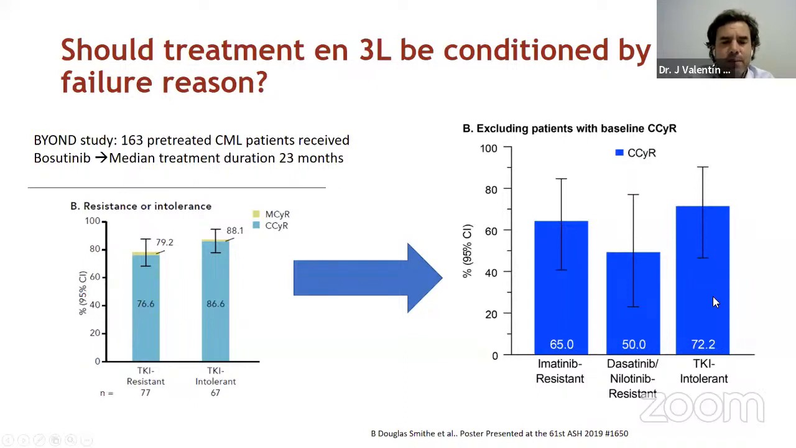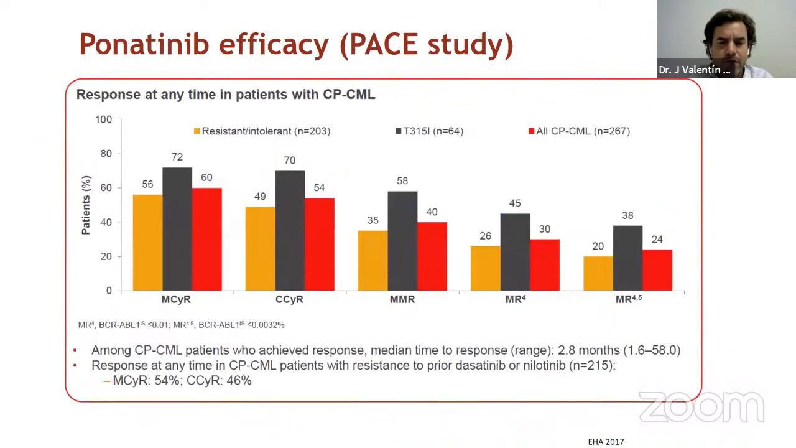On the other hand, if a patient failed due to resistance, the possibility of rescuing a patient that failed a second generation TKI with another second generation TKI is not that high, and therefore that's the reason why we should change the line and offer a third generation or even fourth generation TKI to this patient that failed due to resistance. We have information that for many years, the most effective drug was considered ponatinib.